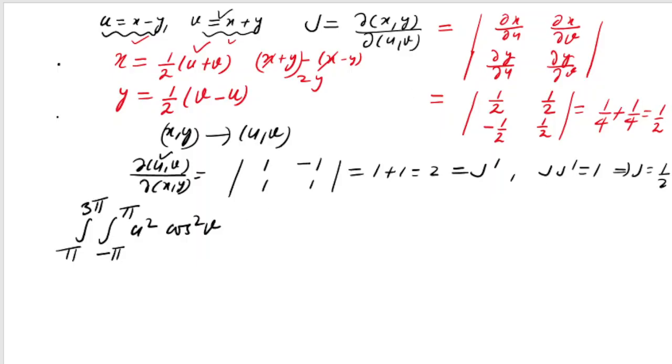And then we have to multiply it by the Jacobian, and we take the mod value. See, if we get something like minus 1 by 2, then we will take 1 by 2, we take the mod, so don't make that mistake. So I will write 1 by 2, and then I will write du and dv. So now it is just the computation. 1 by 2 is a constant, it will come out of the integration. The limit of v is pi to 3 pi, and cos square v is a constant, and then u square du, so that I will get u cube by 3.